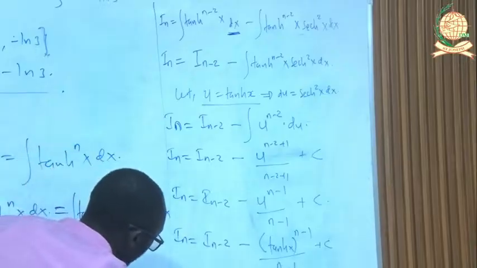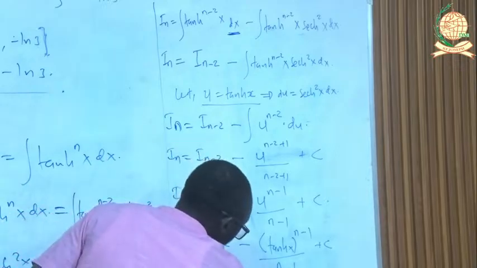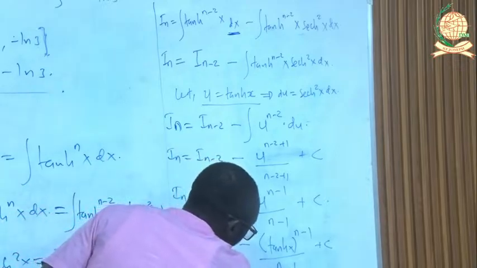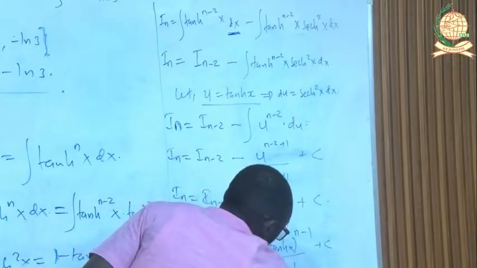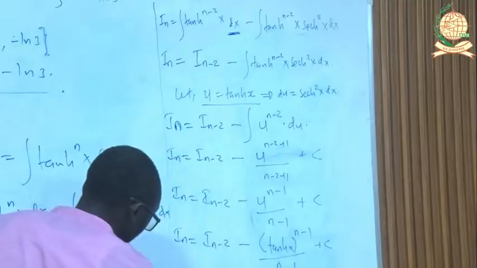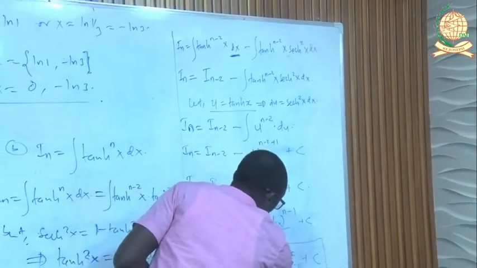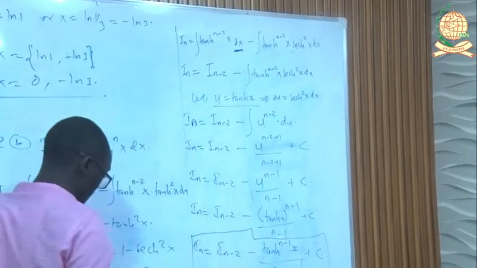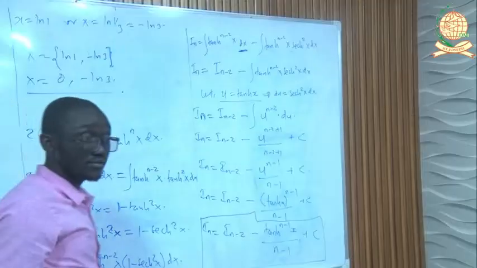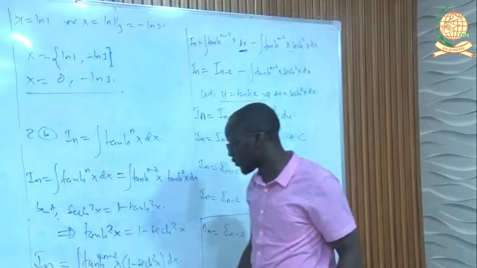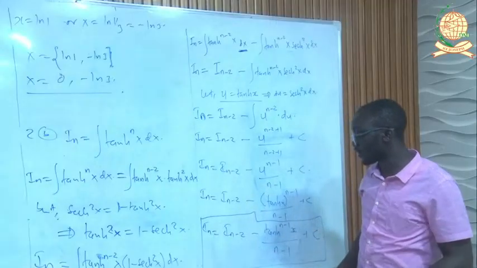So I_n is going to be I_{n-2} minus tanh of (n-1)x over (n-1) plus c. This is what we call the reduction formula of tangent, because even though n was unknown, the subscript n is reduced into n minus 2. That's why it's called a reduction formula.